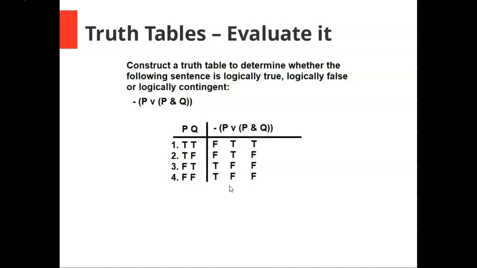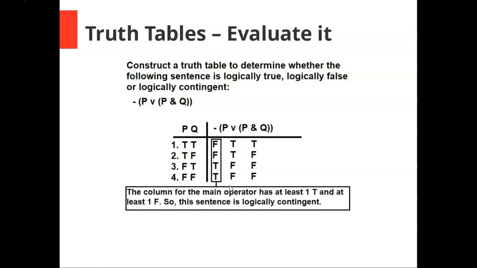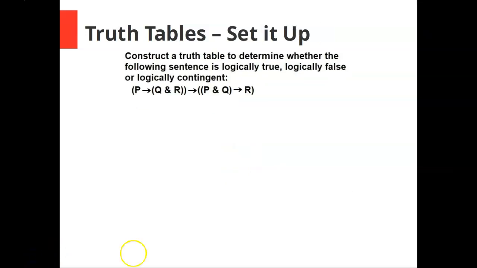And now we can evaluate our truth table. The column for the main operator has at least one T and at least one F, so the sentence is logically contingent. Here's another example for us to try.